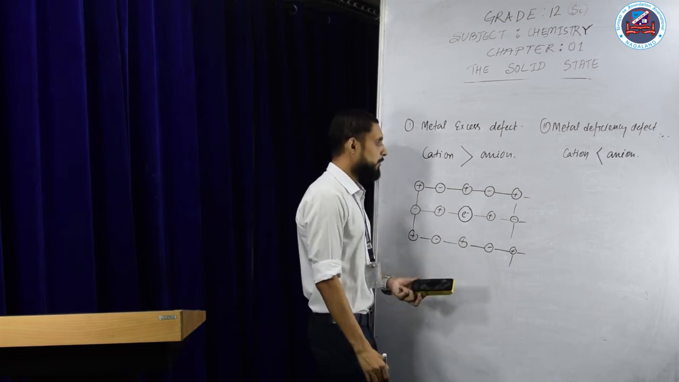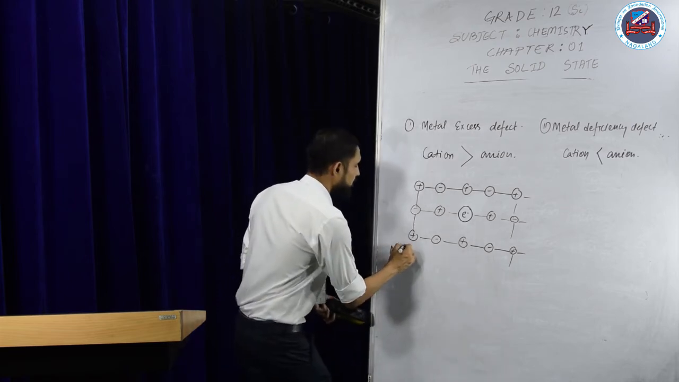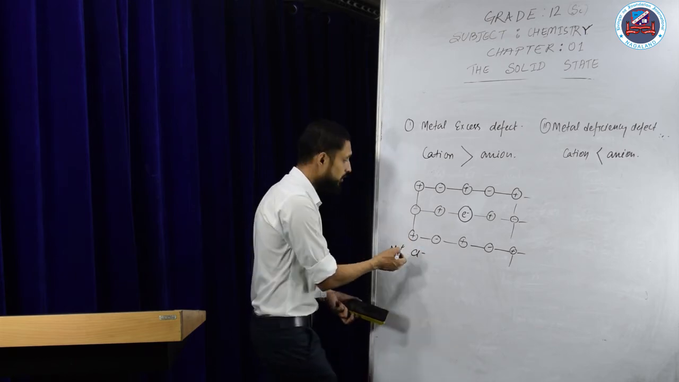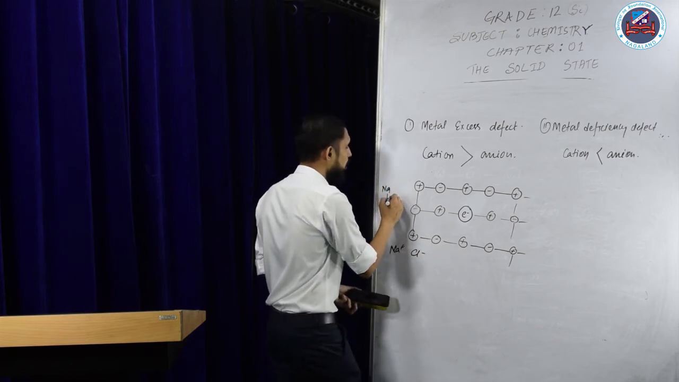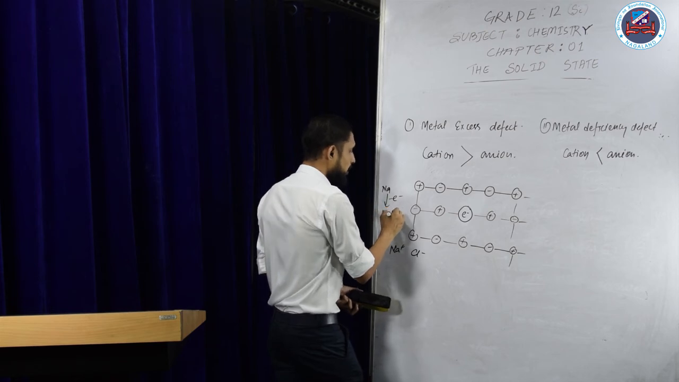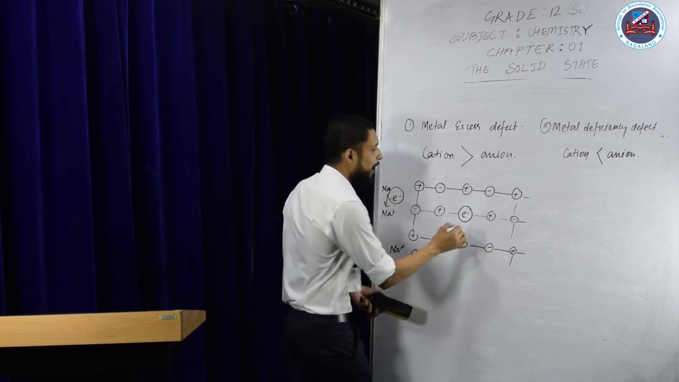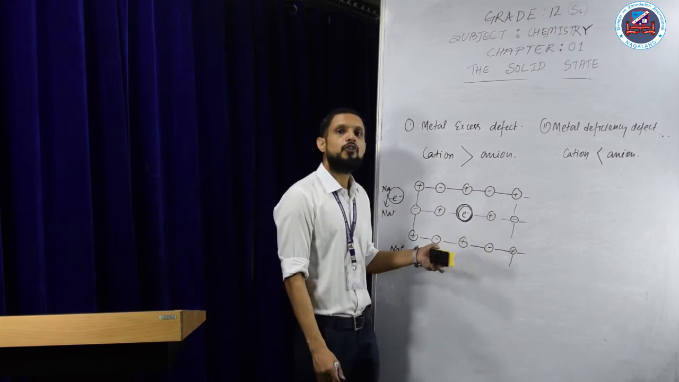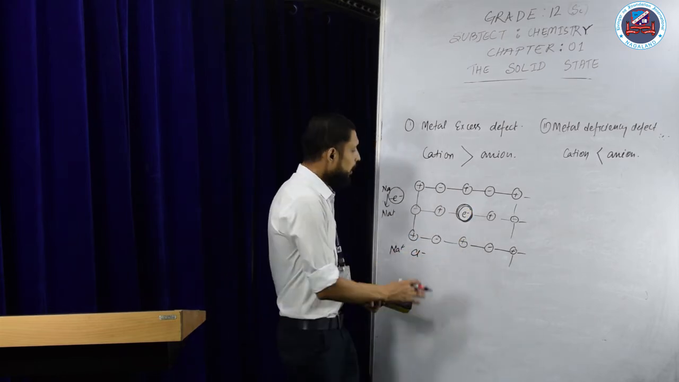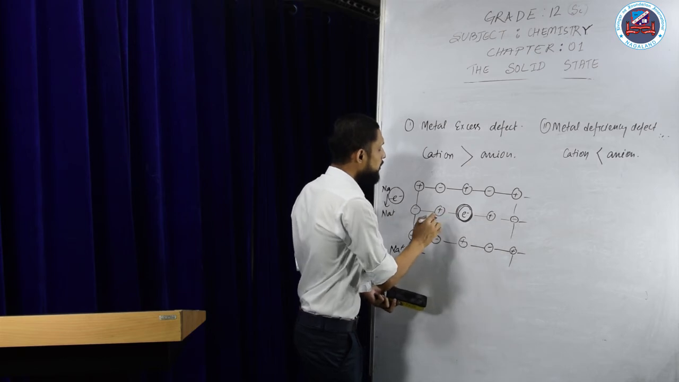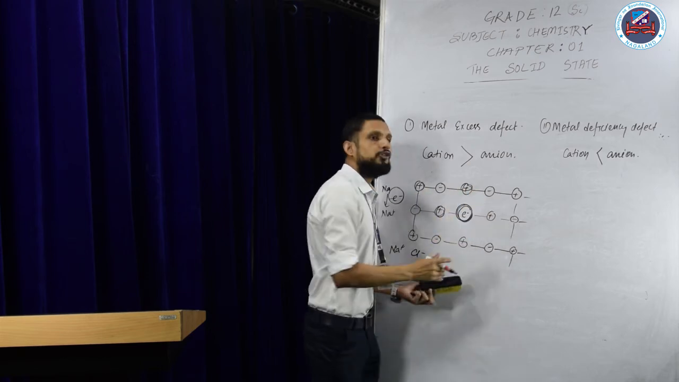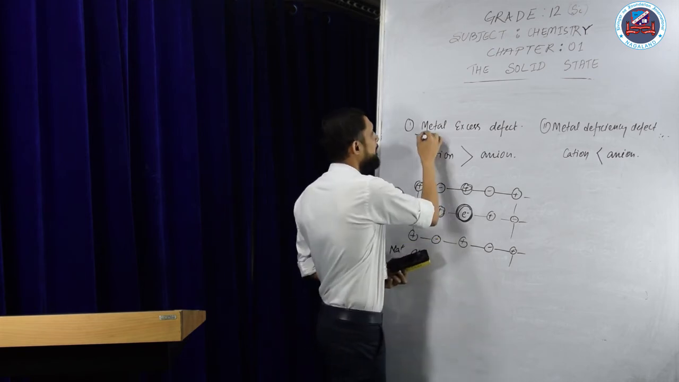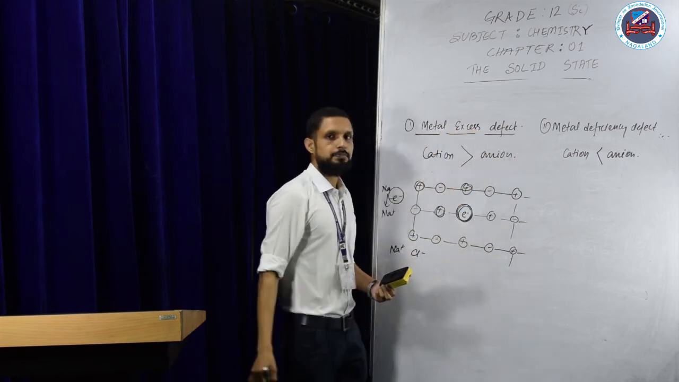Now, how will this electron be trapped? Say sodium, if it comes and takes chloride, now the sodium ion will take the chloride ion. That means the sodium metal will give out one electron to form sodium ion. Now this electron is trapped here in the anionic vacancy, that means the vacancy created by the anion. Now if you look at this, you'll find the number of cations here is more than the number of anions. So this will cause metal excess defect.